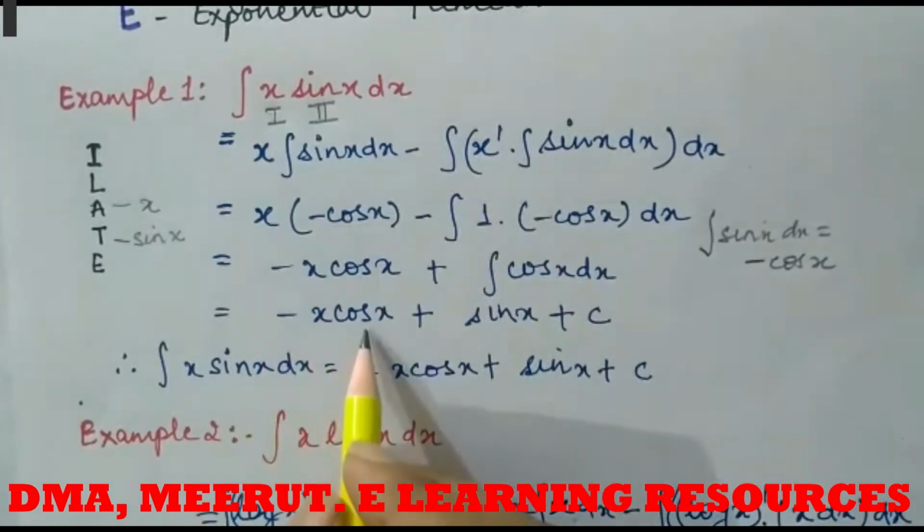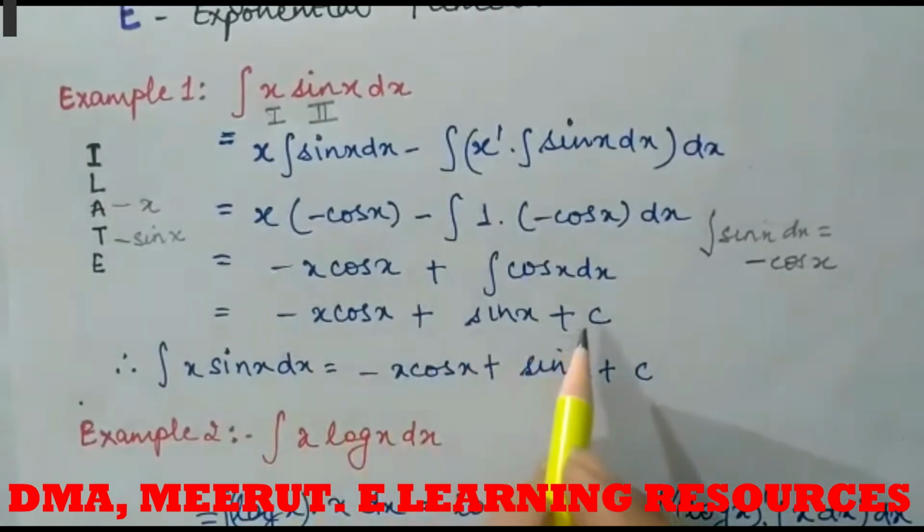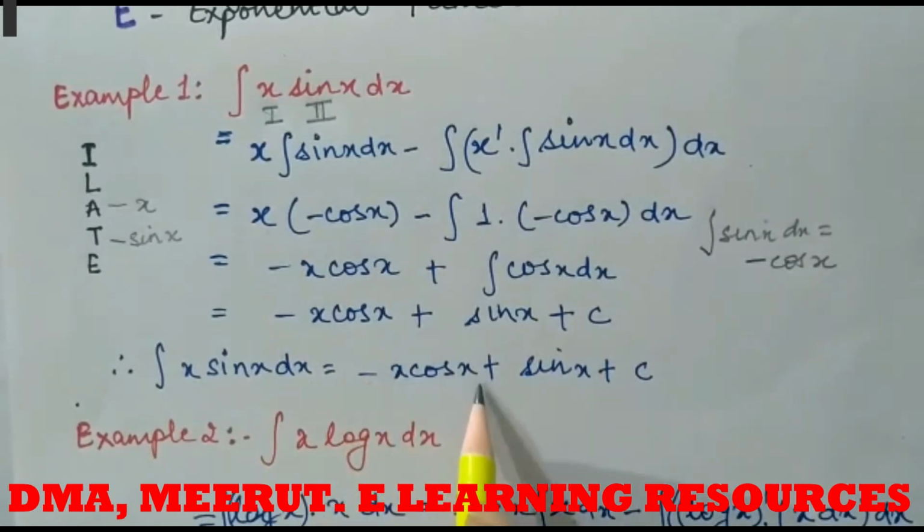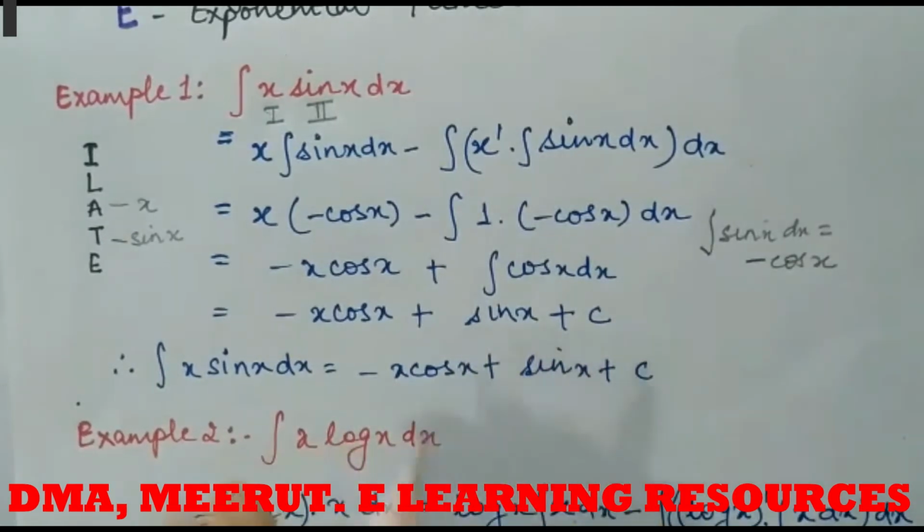So this becomes minus x cos x plus, minus minus becomes plus, integration of cos x dx. This becomes minus x cos x plus sin x plus c. Therefore, integration of x sin x dx is equal to minus x cos x plus sin x plus c.